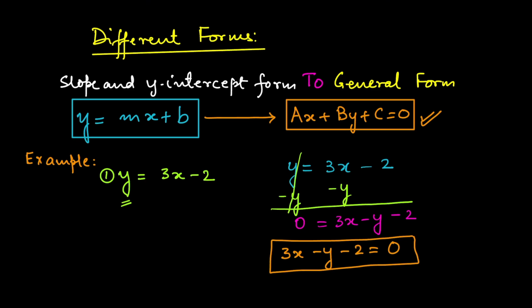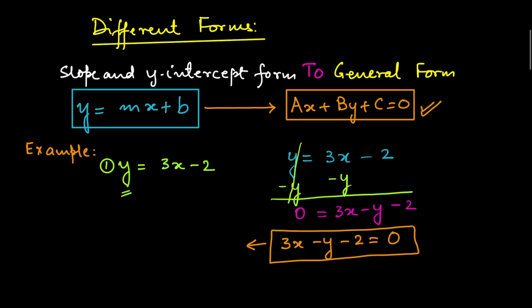If we want, from here we can write what the values of a, b and c are. So what is the value of a here? a is this 3, b will be the coefficient here, so it's minus 1, and c will be the constant, which is equal to minus 2. This way we get a, b, c all three as integers.